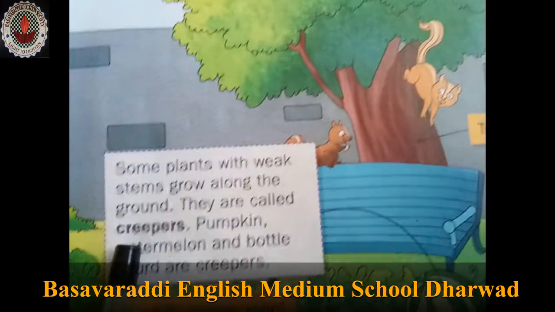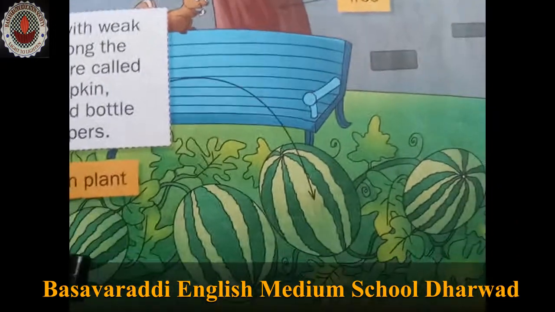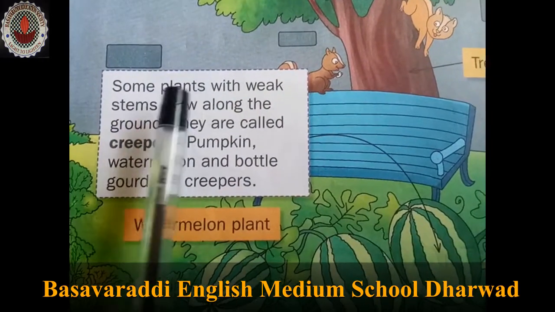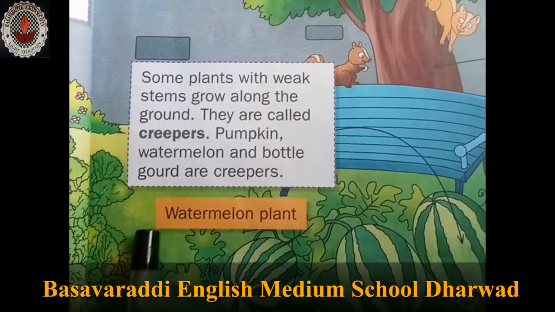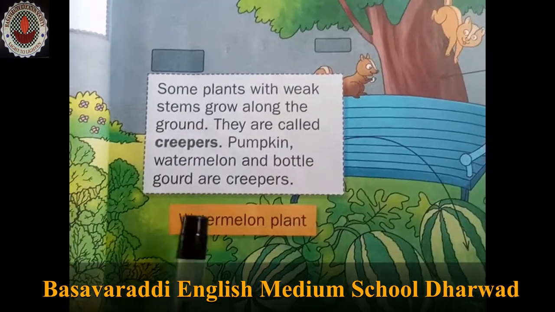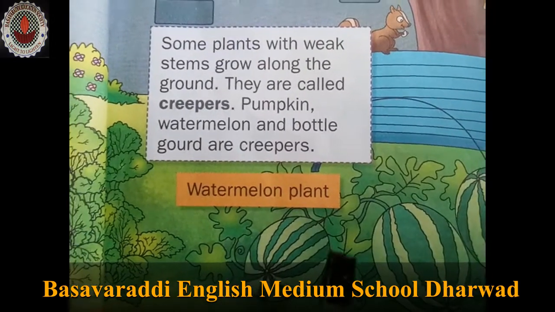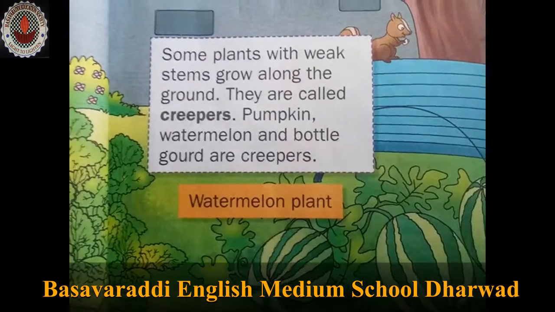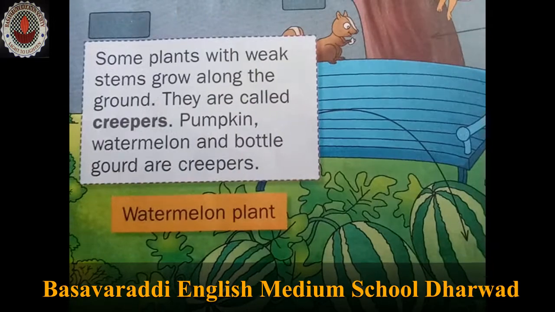Now creepers. What is meant by creepers? These are creepers. Some plants with weak stems grow along the ground. They are called creepers. Pumpkin, watermelon and bottle gourd are creepers. So this is a creeper. They grow on the ground only.